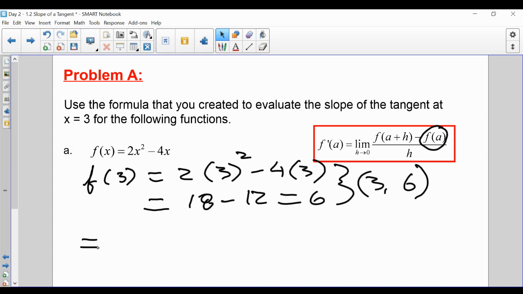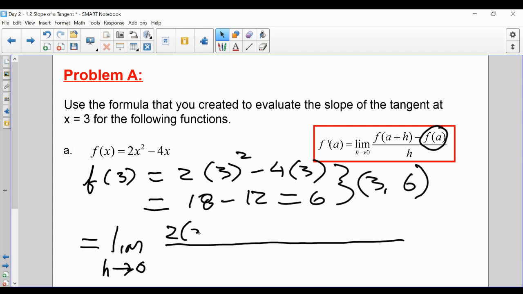So that's equal to, to get this slope, the limit as h approaches 0, we'll get to what that means later on, of, here is the actual calculation. Now the f of a plus h. So I'm going to put in the a plus h, which in this case is 3 plus h, right? Remember, my a is 3. Let me just make sure that's clear. The a in this case is equal to 3.